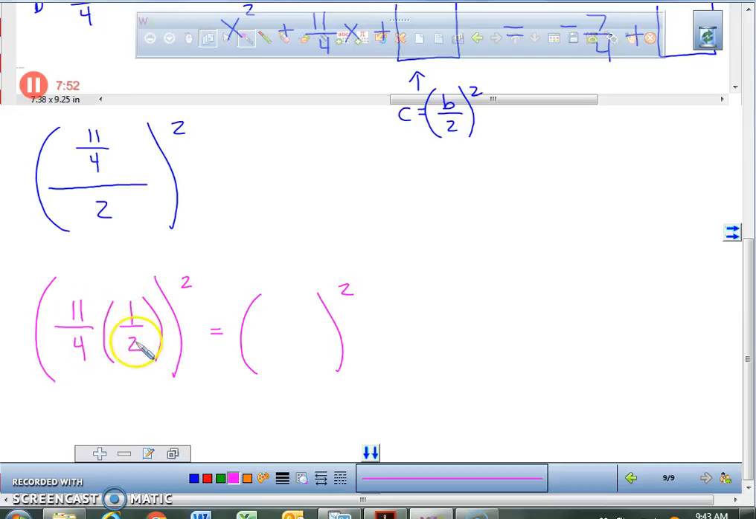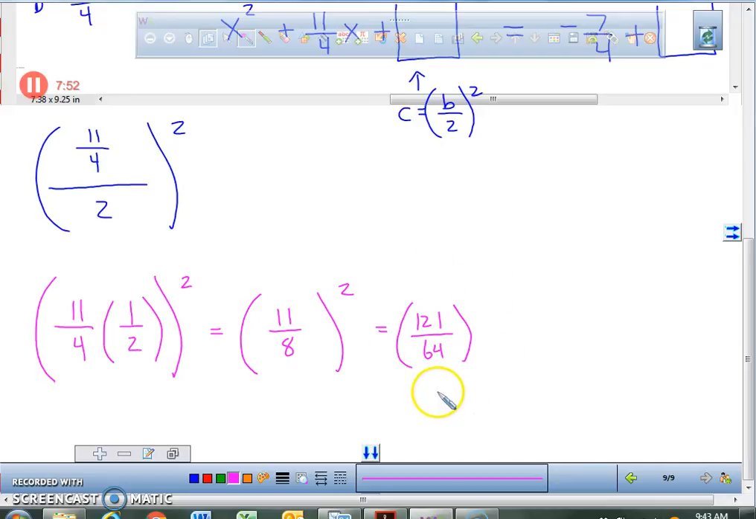11/4 times a half gets me to 11 over 8, because 11 times 1 is 11 and 4 times 2 is 8. 11/8 squared gets me to 121 over 64. 11 times 11 is 121, and 8 times 8 is 64.